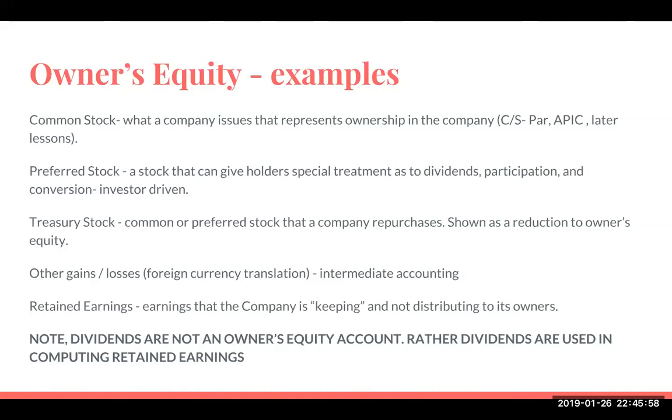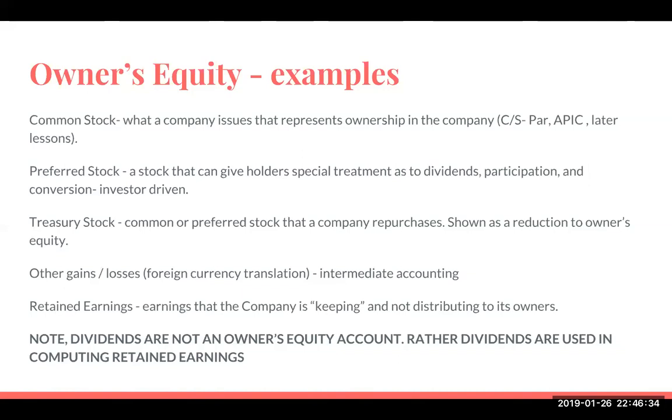Preferred stock is a stock that can give holders special benefits or treatments as to dividends, participation, or conversion. These are generally investor driven, meaning an investor goes to a company: if you want me to invest in your company, I want stock that has these preferred treatments over common, so I have additional protection as an investor. What is treasury stock? Treasury stock is stock that has been repurchased by a company, and it essentially shows as a reduction to owner's equity.